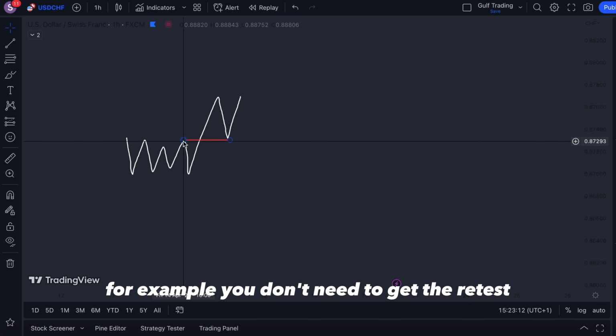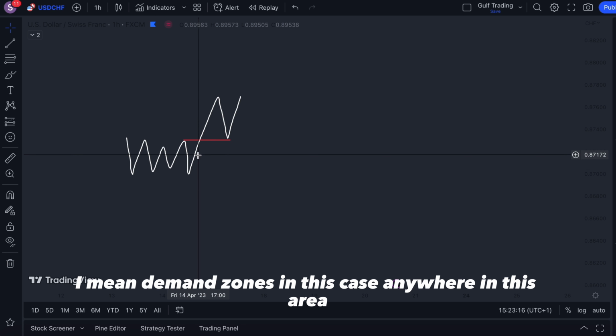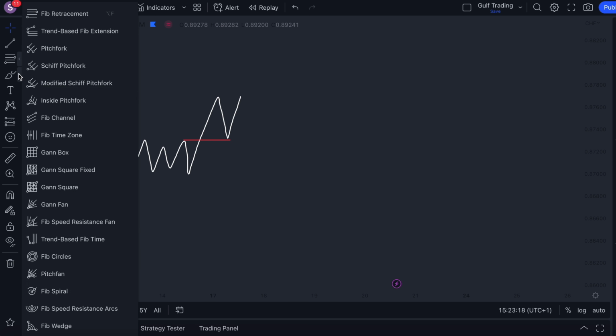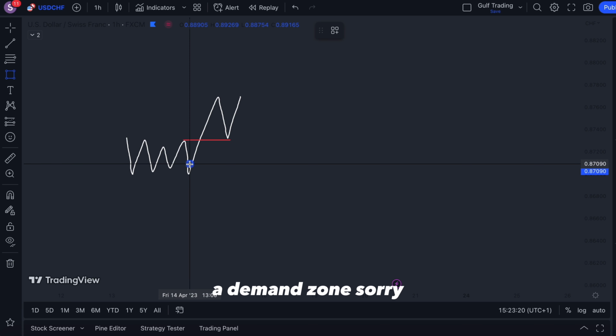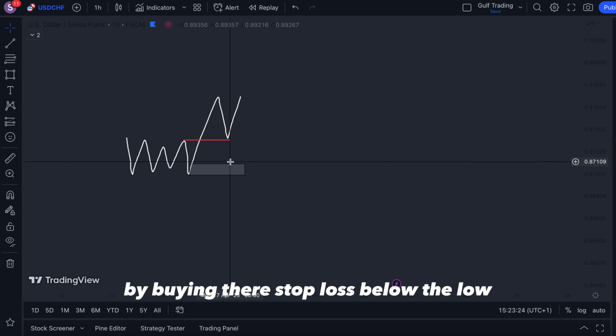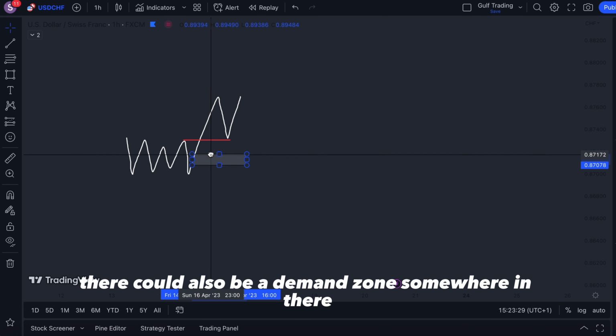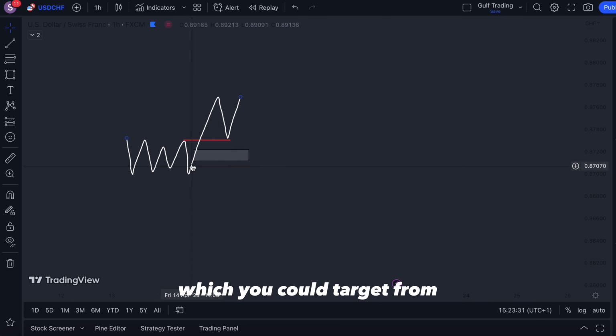For example, you don't need to get the retest. You can look for supply zones, demand zones in this case, anywhere in this area. So there might be a supply zone, a demand zone, at the very bottom, in which case you could get a high risk reward by buying there, stop loss below the low, and targeting up here. But there could also be a demand zone somewhere in there, which you could target from.